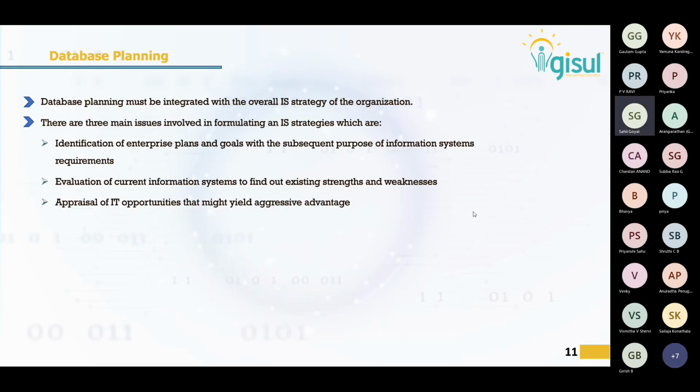Right, so here we are explaining the different stages of the database development. First is database planning. As a part of the database planning, what we are saying is database planning must be integrated with the overall system strategy of the organization.